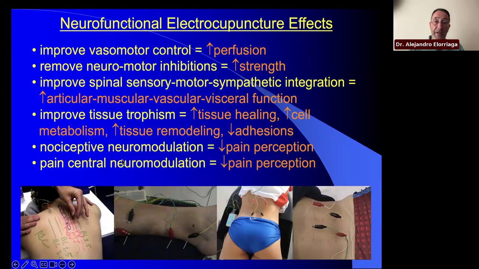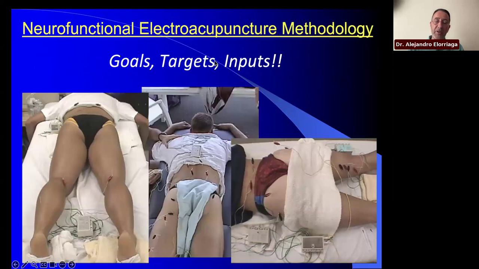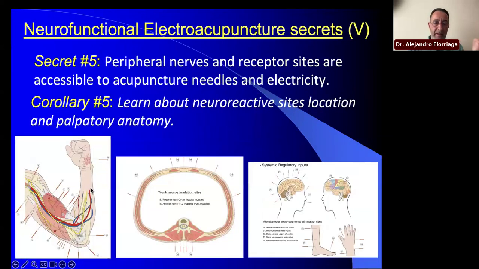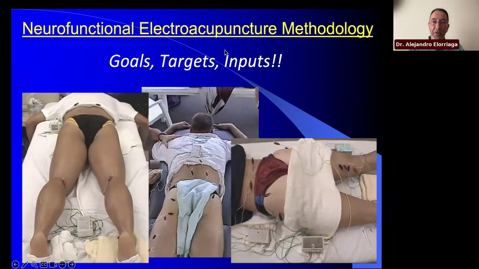So these are goals. Now, targets are going to be those nerves involved in the innervation of those structures. And for that, we will have to know, okay, supraclavicular nerves, axillary nerve, suprascapular nerve, etc. Every single nerve that's in the area. And then finally, with that information, we can generate inputs, which is what we see here.